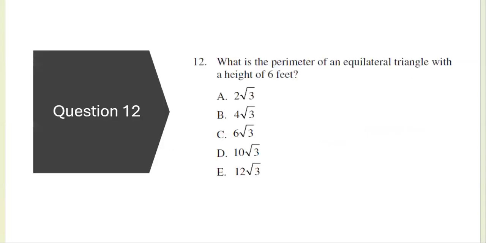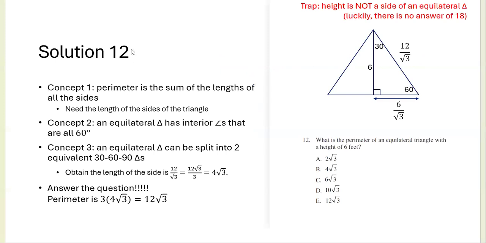Number 12. What is the perimeter of an equilateral triangle with a height of 6 feet? Okay, if you remember the conversion from the height of the equilateral triangle to the side of the equilateral triangle, great. I never remember it, so let's derive it. Okay, so don't get confused that the height of the triangle is not the length of the side, okay? That's why I put in red up here. So don't get confused about that.